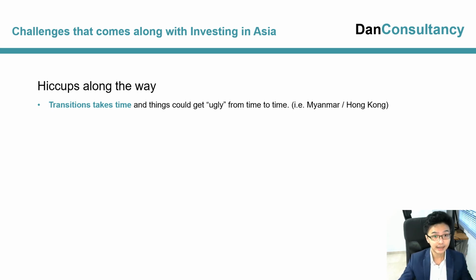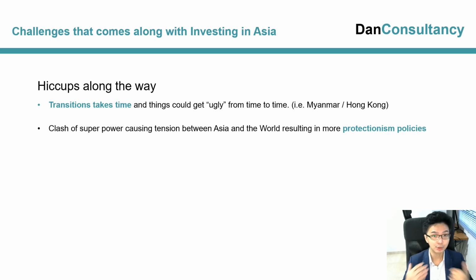Okay. Secondly, the clash of superpowers like China and the US may result in an increase in tension between Asia and the rest of the world, resulting in more protectionism policies that are not trade friendly, and this is bound to hurt all parties that are involved, not just Asia alone.